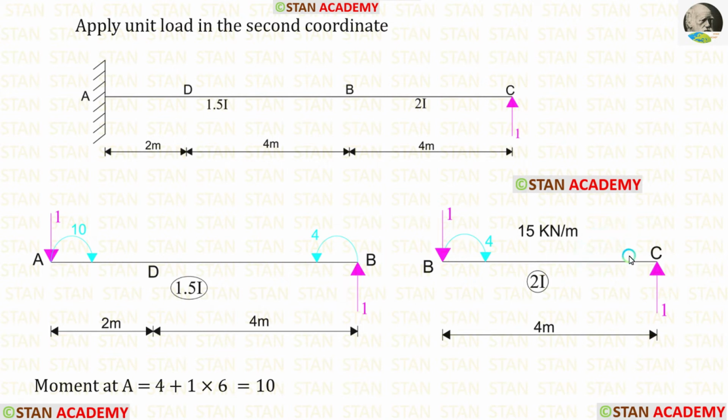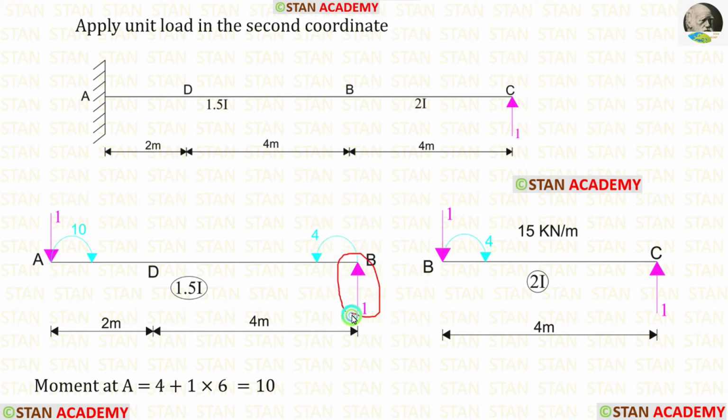Now let us find the moment in the point B. This load is acting in the anti-clockwise direction and the distance is 4. 1 into 4 we will get 4. Since this load is acting in the anti-clockwise direction, the moment developed should be acting in the clockwise direction. In the point B, in the right side, the unit load is acting downwards. So on the left side, it should be acting upwards. On the right side, the moment is acting in the clockwise direction. So on the left side, it should be acting in the anti-clockwise direction.